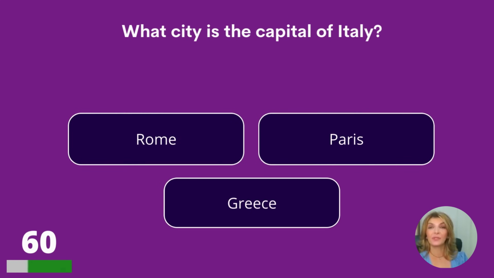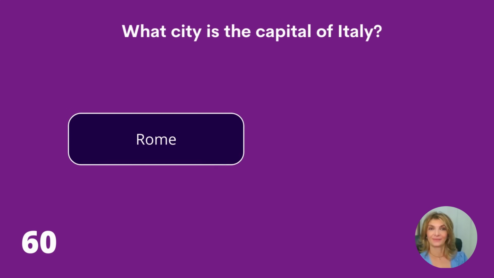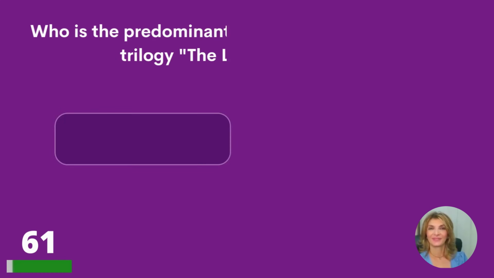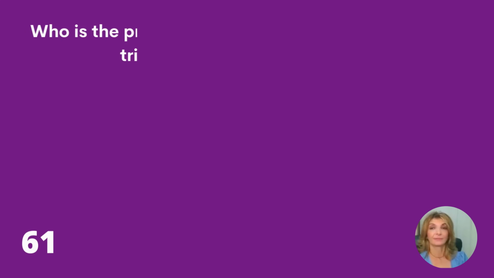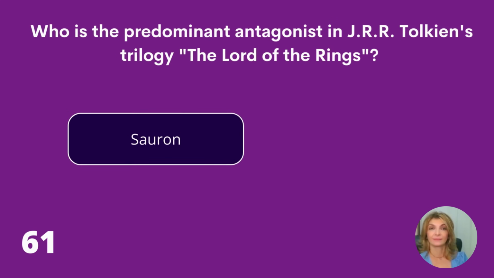What city is the capital city of Italy? Rome, Paris, or Greece? Rome. Who is the predominant antagonist in J.R.R. Tolkien's trilogy, The Lord of the Rings? Sauron, Vitruvius, or Gollum? Sauron.